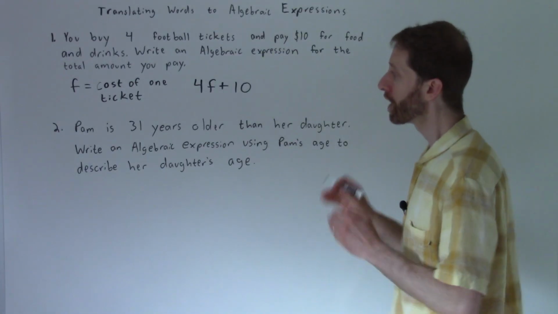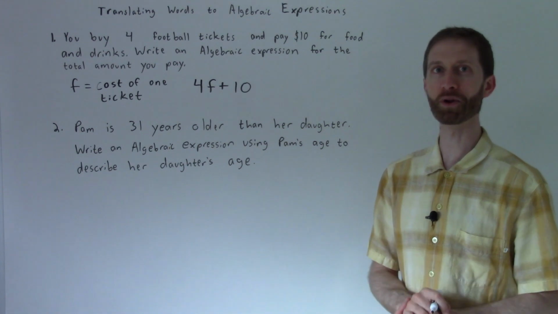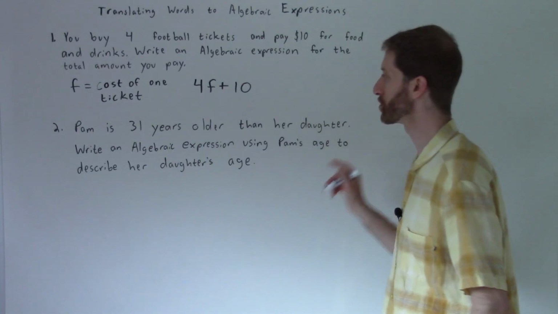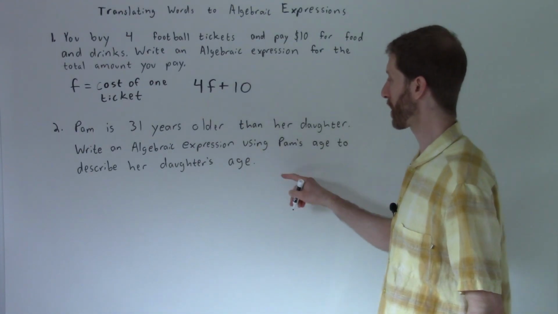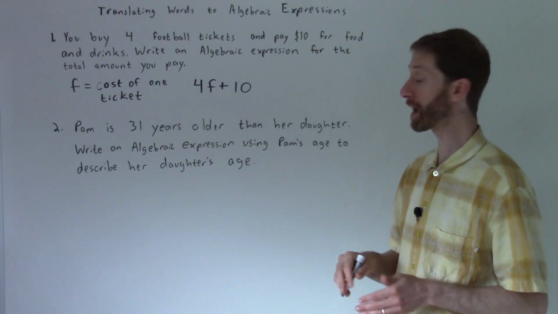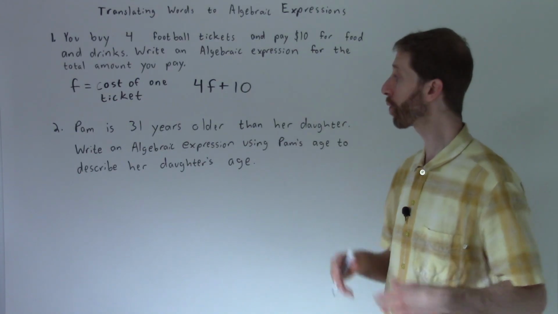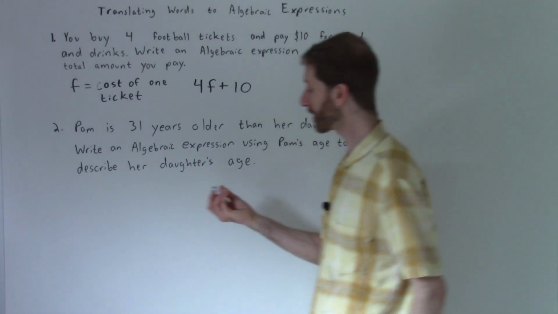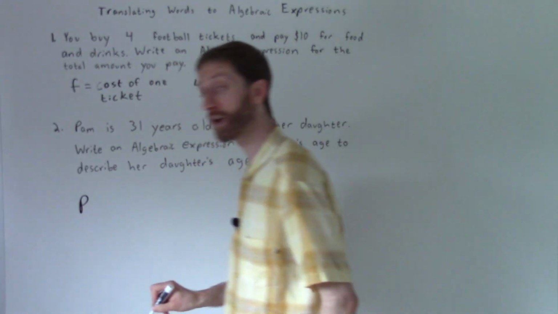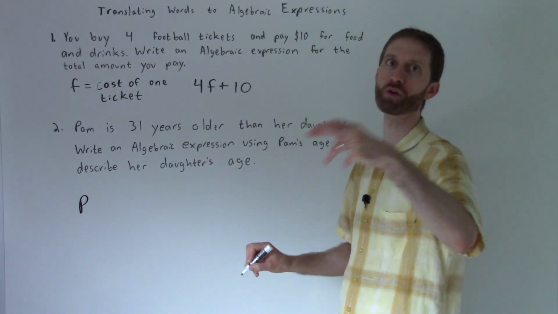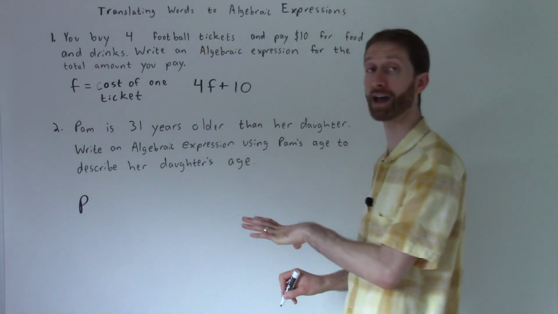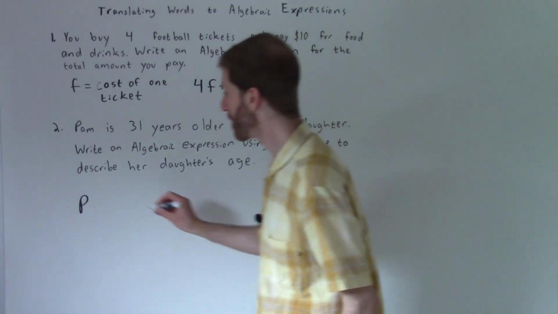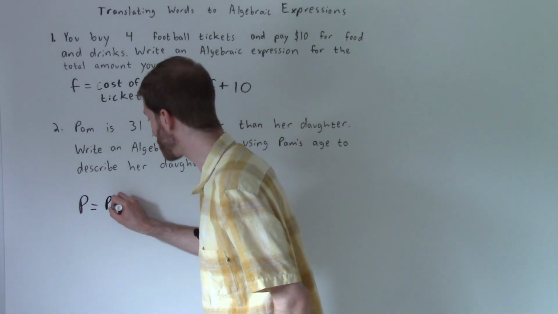Not too bad. This next one's a bit of a challenge. I figured I'd put it on there and see how you can roll with it. It says Pam is 31 years older than her daughter. Write an algebraic expression using Pam's age to describe her daughter's age. So what we don't know in this and what we're being asked to use is Pam's age. So I'm going to let P, and you pick letters so that it reminds you of what the variable stands for. So you could use X, but X doesn't really remind me of Pam. That would be like Zam or something like that. So P equals Pam's age.